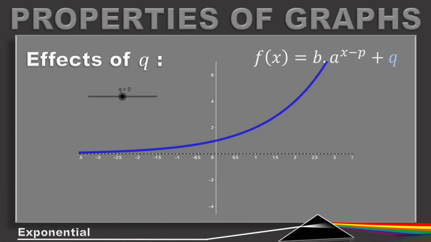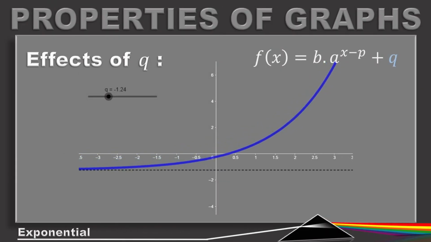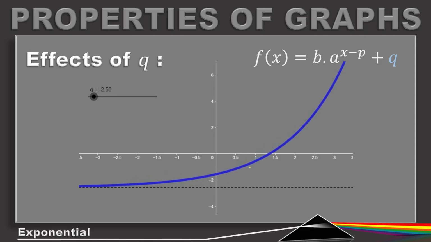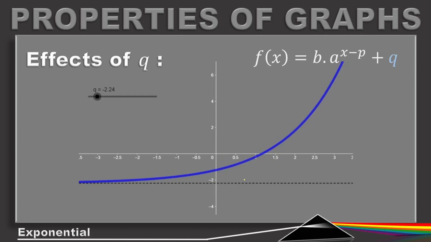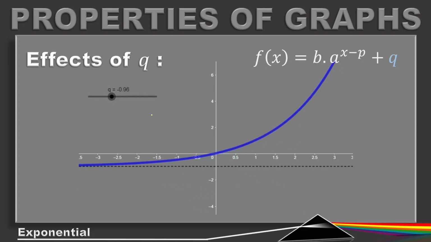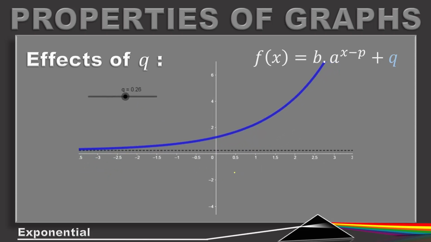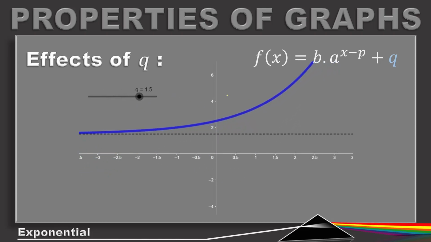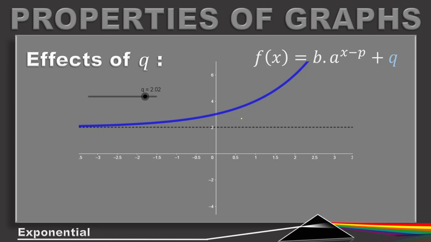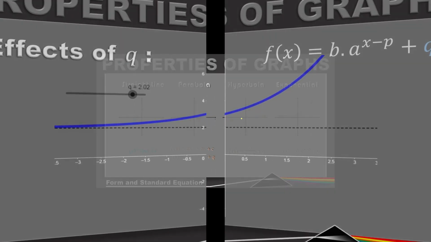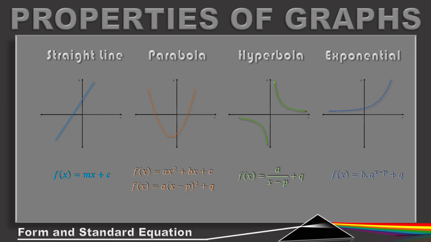Now the final thing, moving it up and down, and notice how the asymptote moves together with the function. This is quite simple. If the q value is negative, it's below the x-axis. If the q value is positive, it goes above the x-axis. Okay, so that was our four main graphs and just the basics on them.